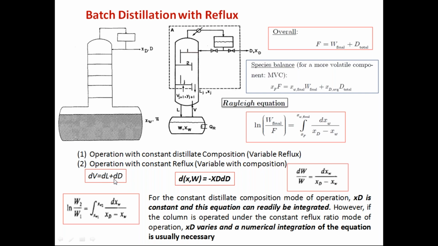So you have dV is equal to dL plus dD, and that can be used in the case of the material balance of one of the components. You can write down this one, d(W xW) will become a, x is a variable, it continuously varies, and W is also varying, both will vary. So d(W xW) is equal to minus xD into dD. This will result. So you can get this equation by rearranging this one.